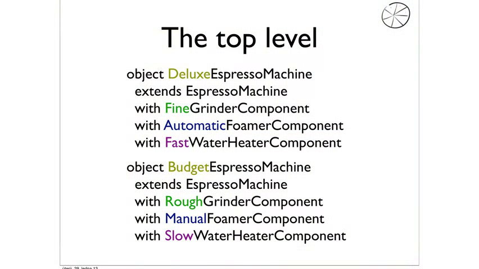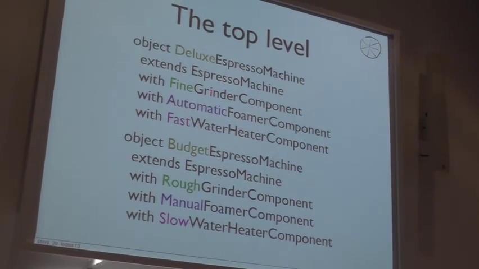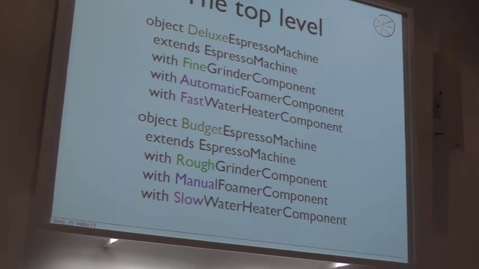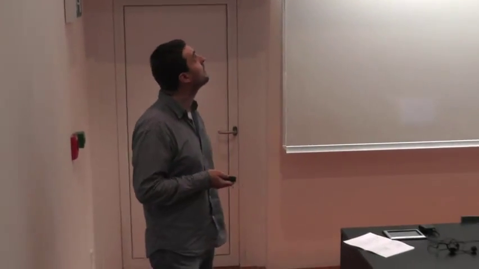This is actually how the real code looks like on the top level. The whole machine is just this piece of code which specifies the espresso machine as the main trait, the main type that all the espresso machines actually implement, and it specifies the components in different configurations. There's no need to add anything more to the body of the object. Everything is contained in the traits already.